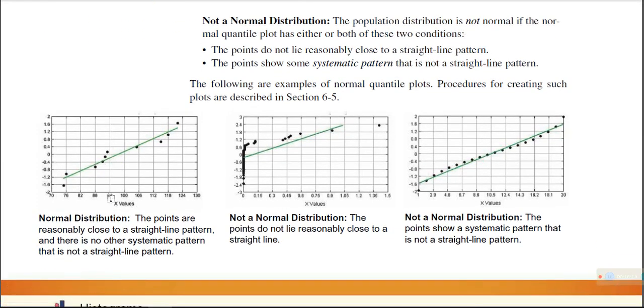So ito yung isang example ng quantile plot na normal distribution. The points are reasonably close to a straight line pattern. There is no other systematic pattern that is not a straight line pattern. Pag hindi normal distribution, parang hindi siya magfi-fit sa isang line. Isa pang not a normal distribution. The points show a systematic pattern that is not a straight line pattern. Hindi naman siya straight line.